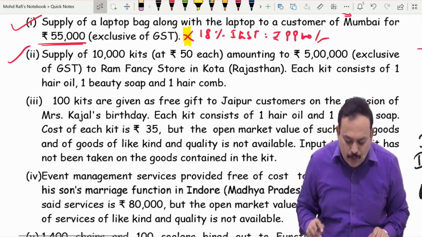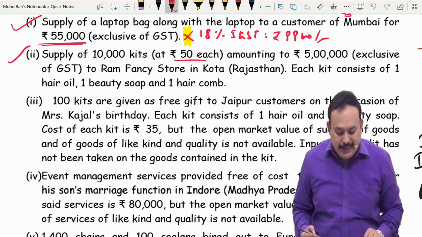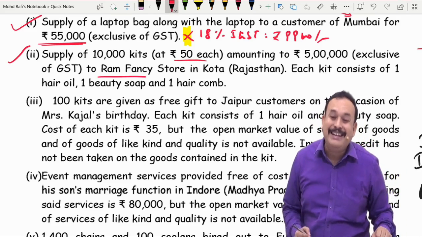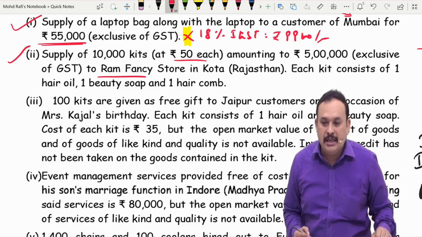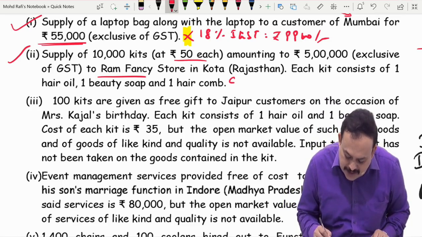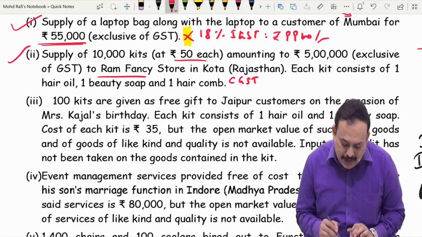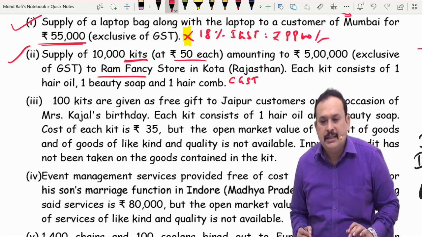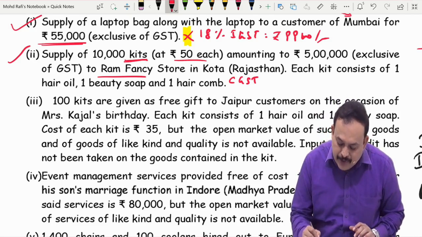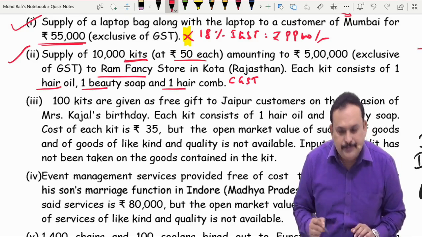Supply of 10,000 kits at the rate of 50 each, amounting to 5 lakhs exclusive of GST, from Ram Fancy in Kota, Rajasthan. Intrastate or interstate? Intrastate. Consideration is there? Yes, it is there. So 5 lakhs, on which CGST. What rate is applicable here? They mentioned kits. Each kit consists of hair oil, one beauty soap and one hair comb.